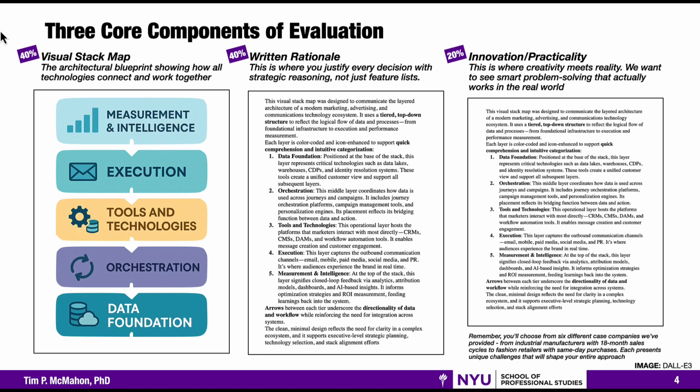Essentially, what we get at here is the 3 components of evaluation. 40% visual stack map, 40% written rationale, and 20% innovation practicality. I have listed here for you basically what the stack map should look like. It's a visual representation. It gives everybody a chance to see how we actually stack it up. How do we make it work in the various areas? And then we get into the written rationale. We cover the data foundation, the orchestration, the tools and technologies.